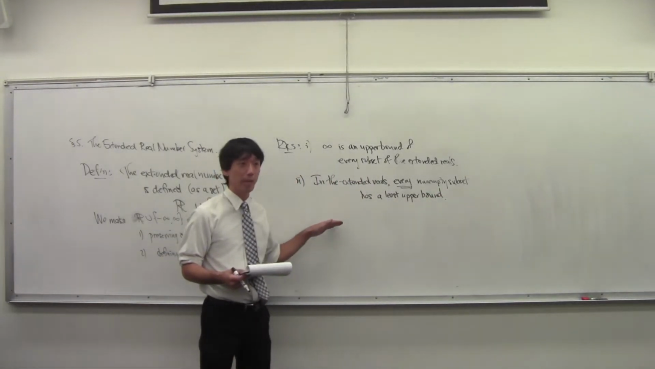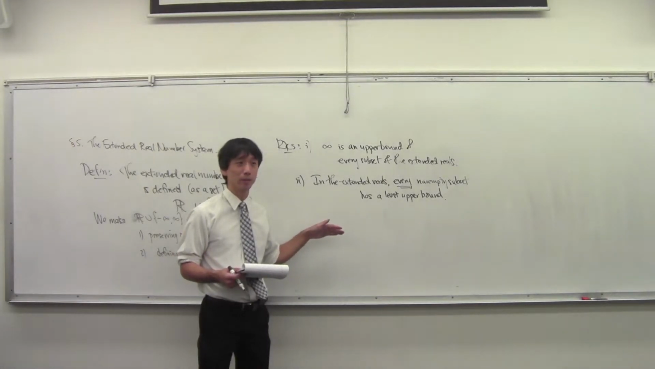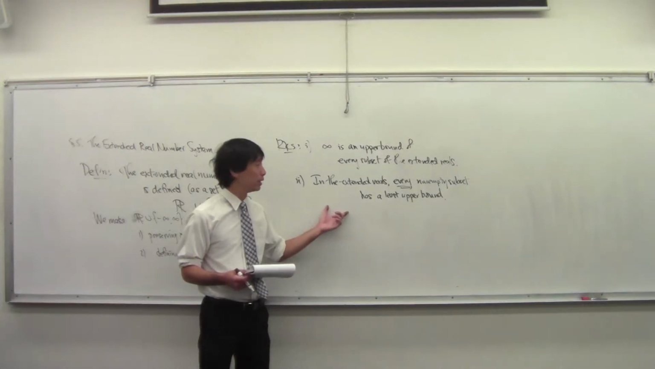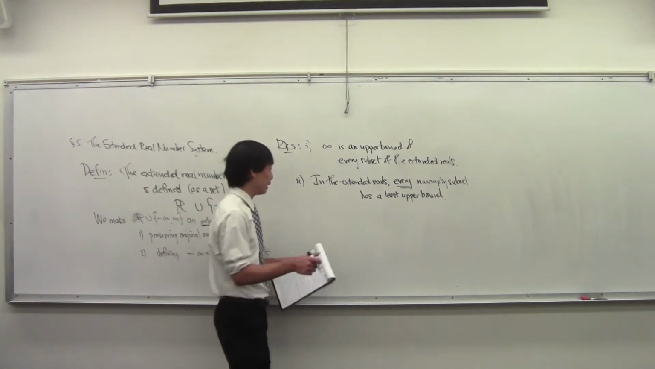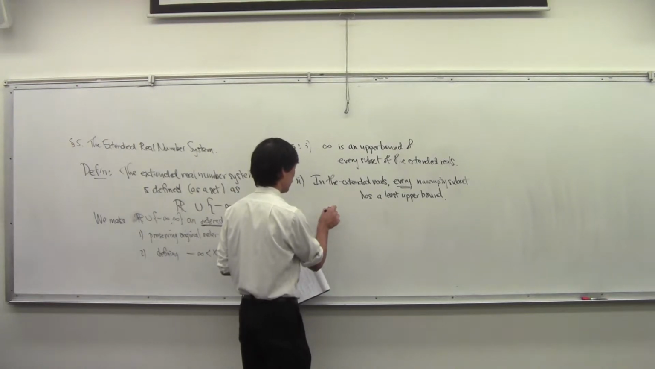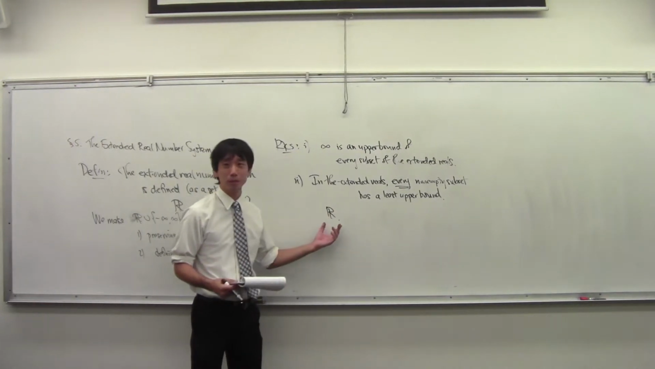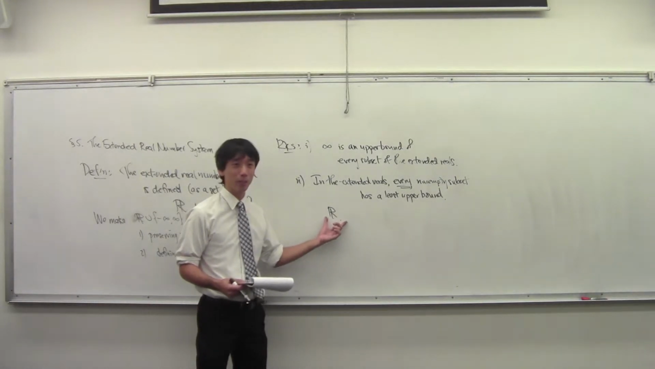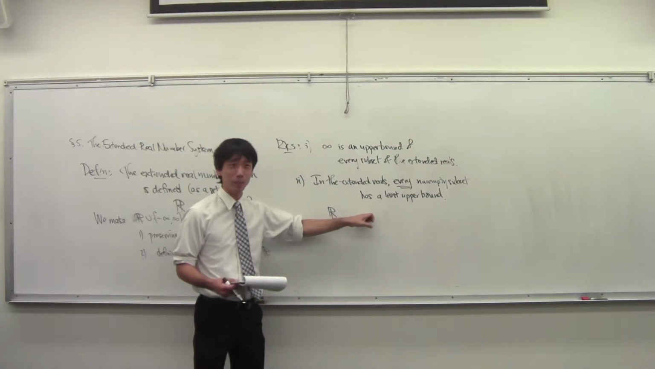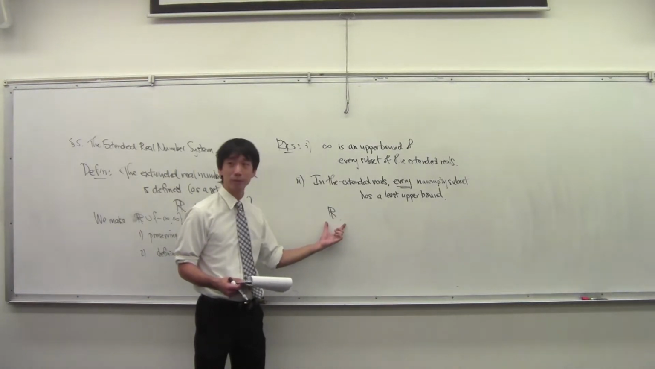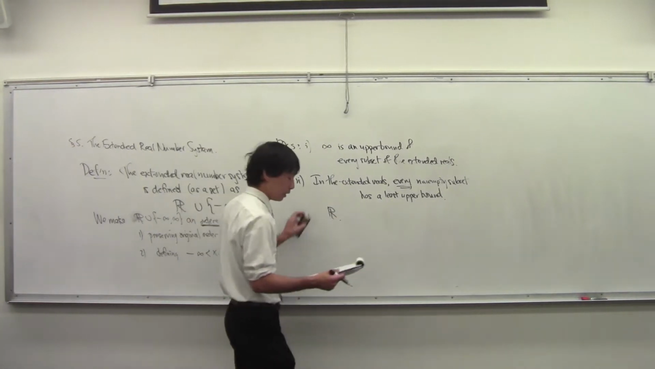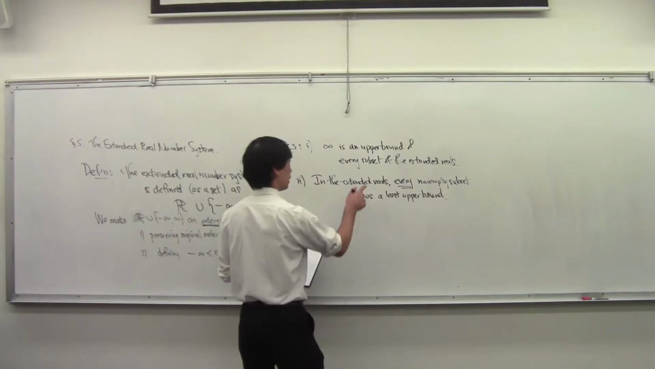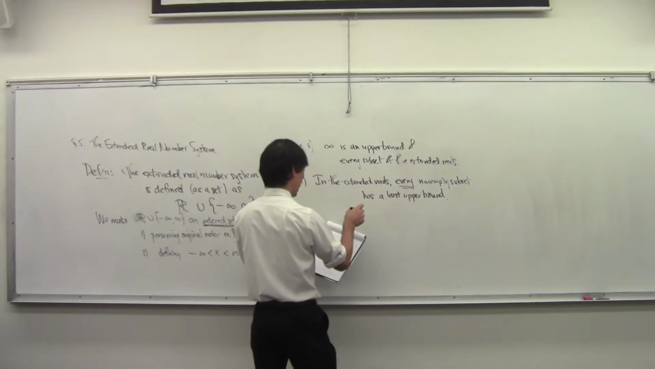Previously, we had sets that didn't have least upper bounds, or we had sets that didn't even have upper bounds. Like if you look at the set of all real numbers, that doesn't have an upper bound in the real numbers. But now it does. Infinity is an upper bound of that set. In fact, infinity is the least upper bound of that set. So every non-empty subset is going to have a least upper bound.